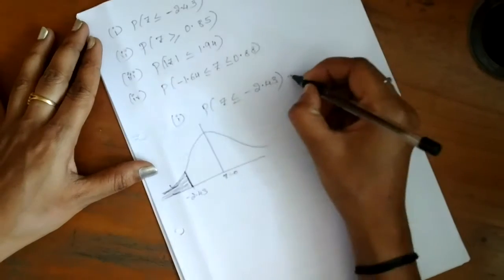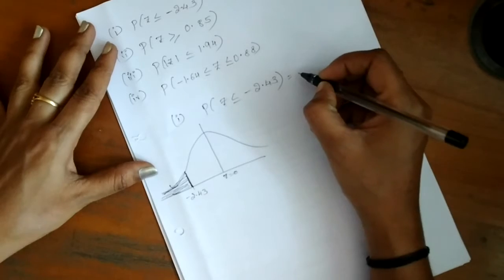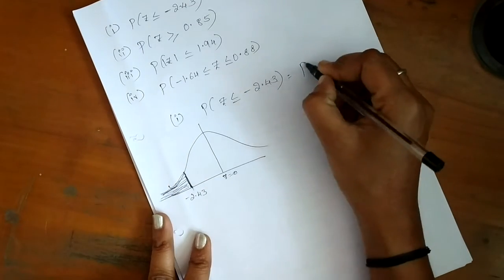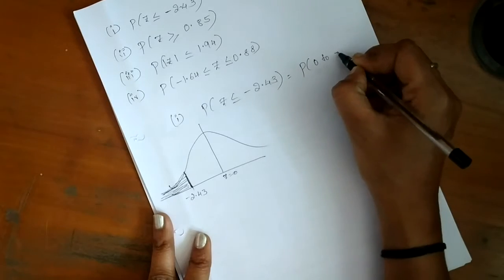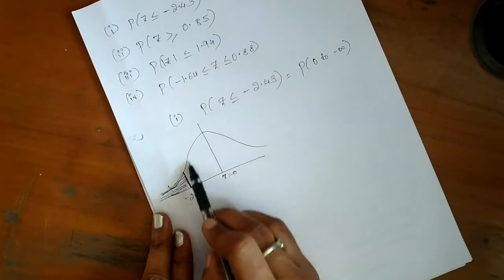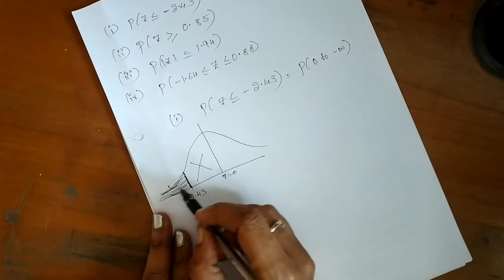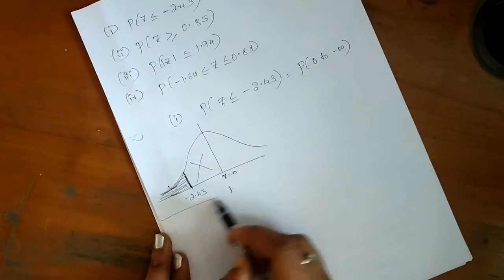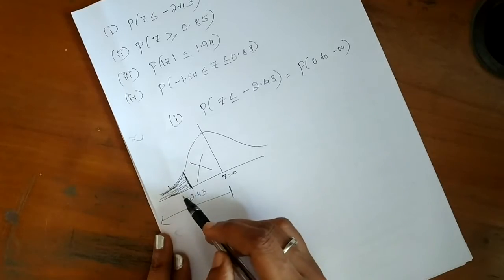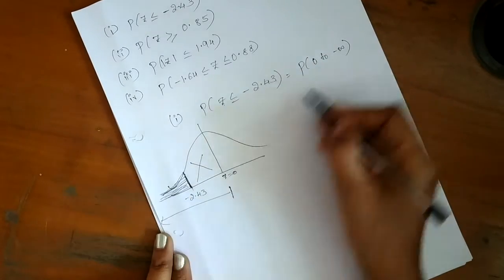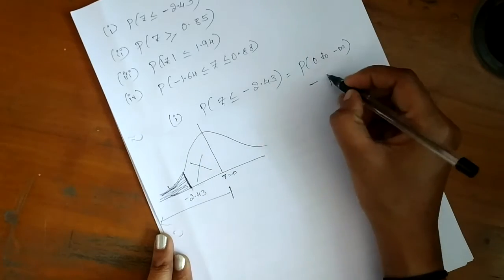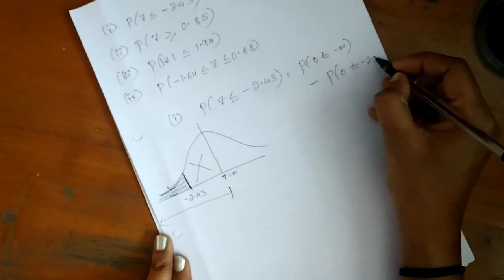Okay, to find this, as I told you in the last video, this can be written as the area from 0 to minus infinity, probability of 0 to minus infinity, and what you have to subtract is this area. You subtract this area so that you will find this area, isn't it? From here to here in this area, if you subtract this area, then the remaining area is the area you have to know. So it is from 0 to minus infinity, minus the probability of 0 to minus 2.43.